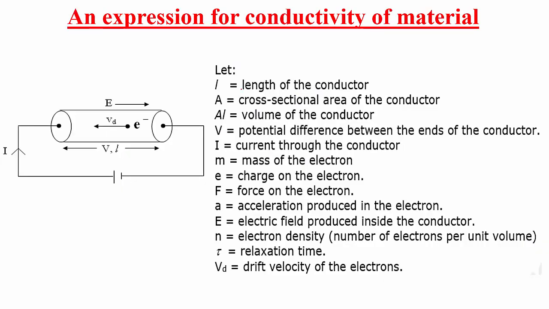So before going to derive an expression for conductivity, let us observe this circuit diagram. Here we are going to consider a conductor and this is connected to battery, positive terminal, and this is negative terminal. When it is connected to battery, that means potential difference is applied across the ends of the conductor so that electric field is produced inside the conductor.